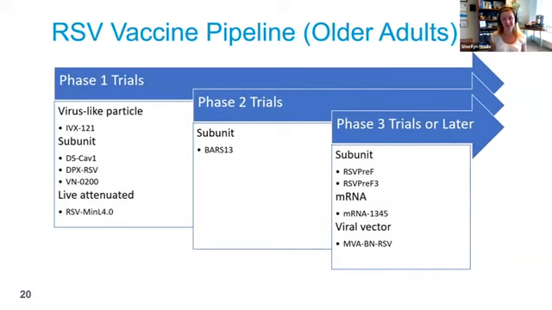We've had a lot of movement in the RSV pipeline over the past couple of years. This is the current status of a number of different vaccines in the pipeline. We have some of them that are still in phase 1, one that's in phase 2, and a couple that are either in phase 3 or have completed phase 3 studies. So as you can see, there's a number of different formulations. We've got virus-like particles, subunit vaccines, live attenuated vaccines, mRNA vaccines, all targeting RSV, all at different stages in the pipeline. So I would expect quite a lot of movement in this particular area over the next couple of years.